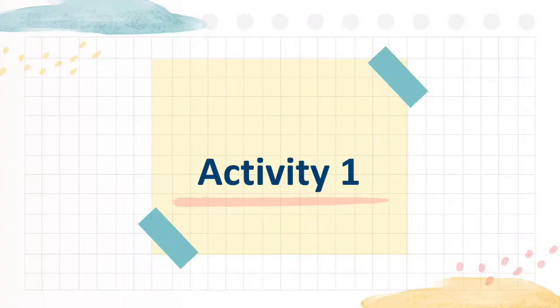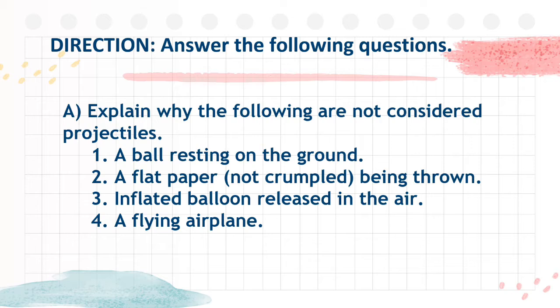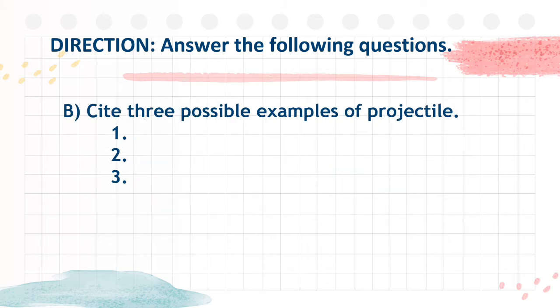Activity number 1. For the first activity, answer the following questions. A. Explain why the following are not considered projectiles. Number 1. A ball resting on the ground. Number 2. A flat paper, not crumpled, being thrown. Number 3. Inflated balloon released in the air. And number 4. A flying airplane. For B, cite 3 possible examples of projectile.